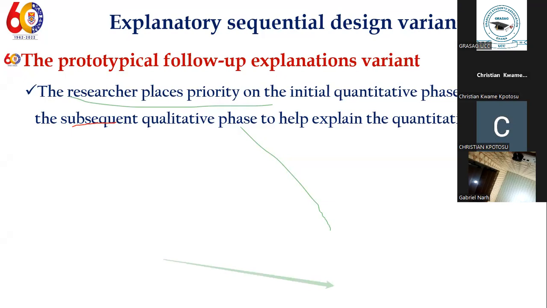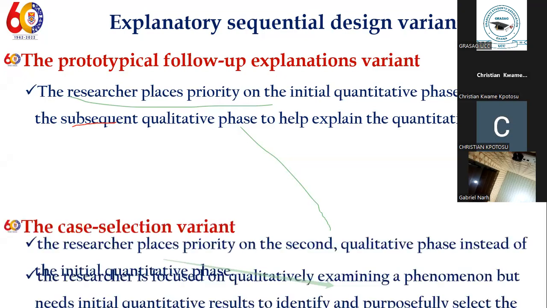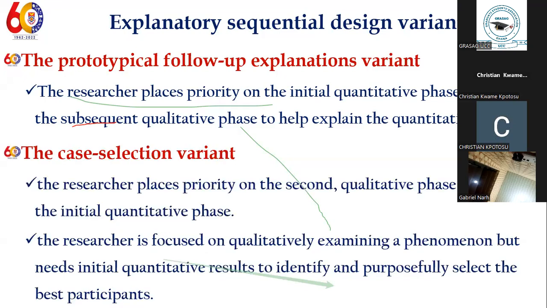So here you collect quantitative data and then go and collect qualitative data to explain what your quantitative data is showing. In most cases, the qualitative data is collected from just a few people, just to see the reality of what is happening. Again, we have the case selection variant.